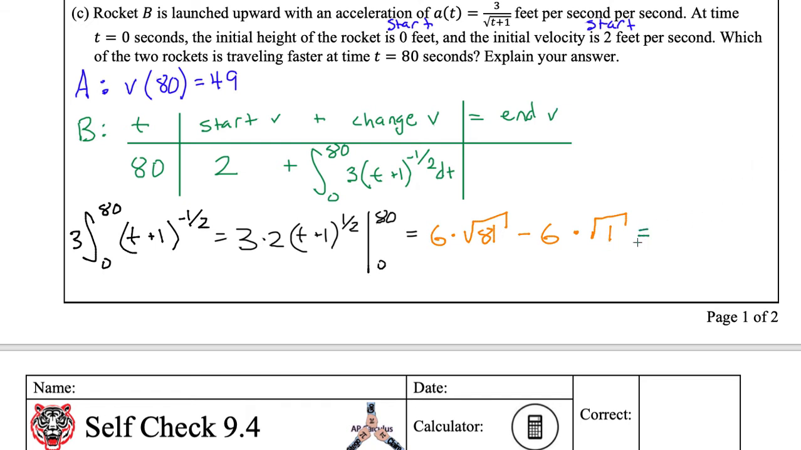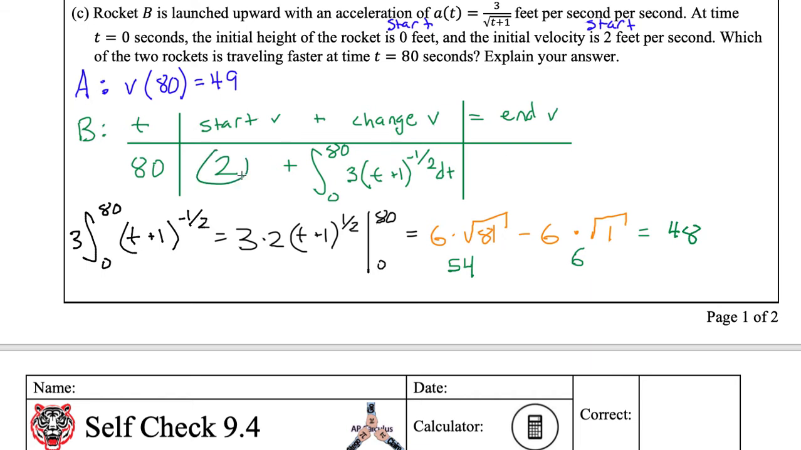This thing becomes, that's going to be 9. That's going to be 9 times 6 is 54 minus 6. 54 minus 6 is 48. And oh, check it out. So you might think it's less. You might think, oh, the answer is 48, and 48 is less than 49.